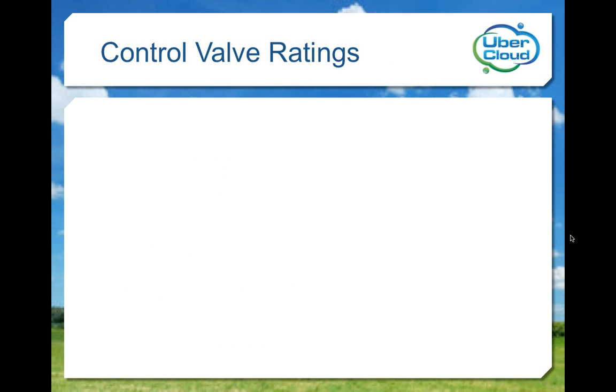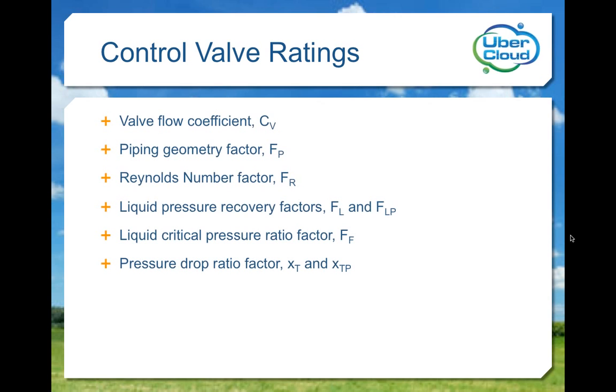So how are the requirements for the control defined? First, the maximum flow capacity, or minimum restriction, is calculated to establish the valve flow coefficient, C sub V. If the pressures across the valve are known at some distance from the valve, a piping geometry factor, F sub P, must be considered. Reynolds number factor, F sub R, applies when laminar flow is expected.